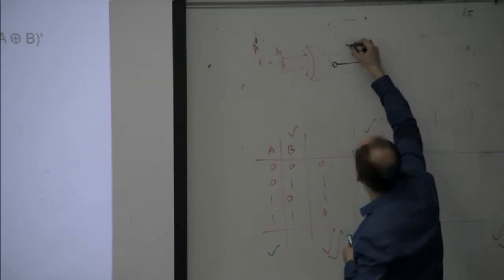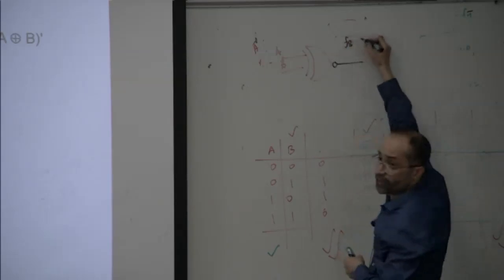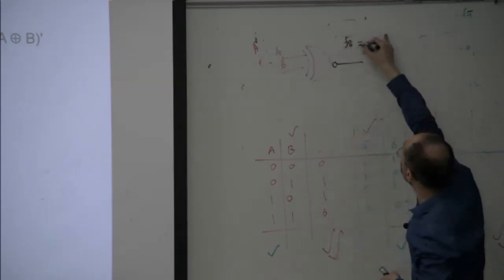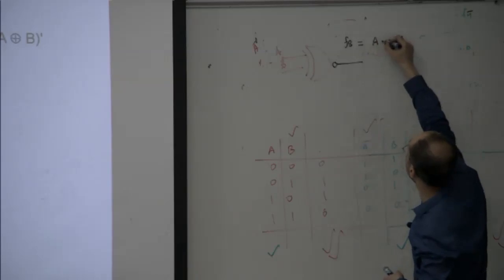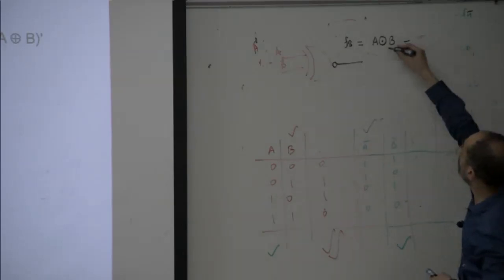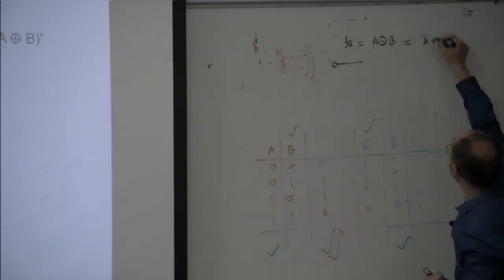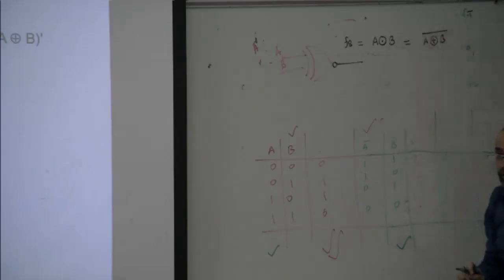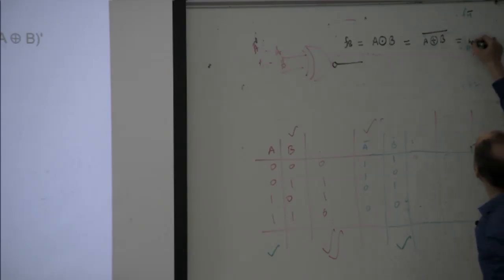Okay, now let's assume this function is F8. F8 is the exclusive NOR gate. This is the symbol for the exclusive NOR gate. We can also write it like this: A exclusive OR B whole bar, and this is equal to AB plus A bar B bar.